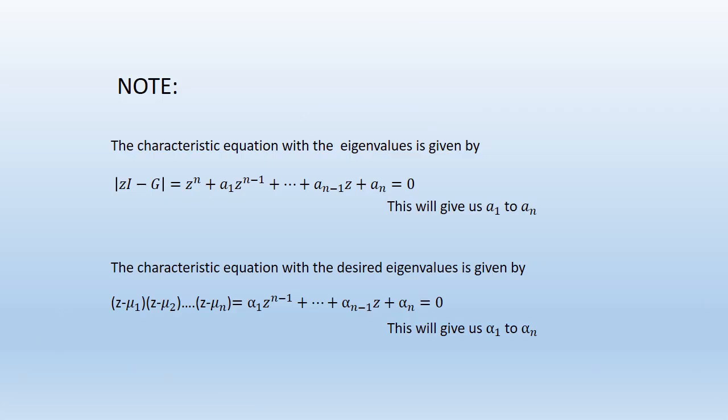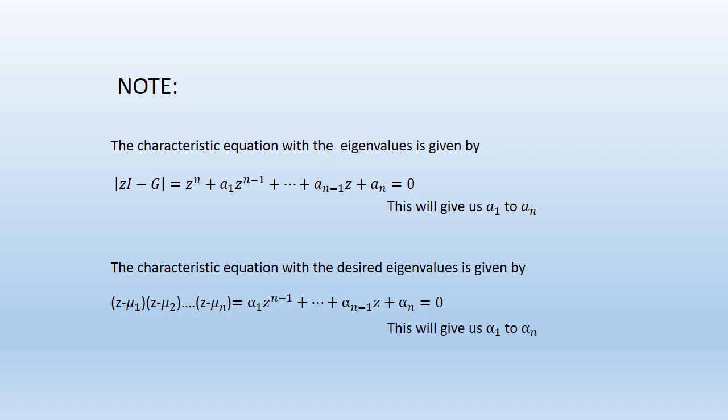Note, the characteristic equation with actual eigenvalues is given by |zI minus G|, which is z to the power n plus a1 z to the power n minus 1 plus up to a_n minus 1 z plus a_n is equal to 0. If we compare this equation with the actual characteristic equation, we will get the values of a1 to a_n.